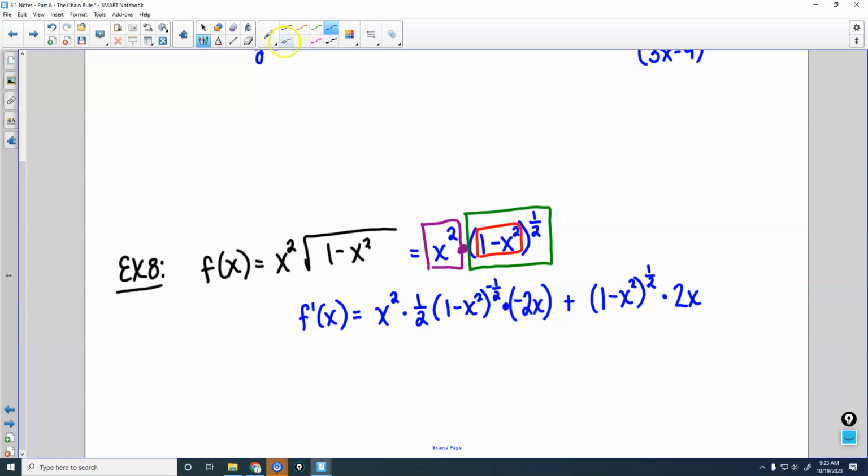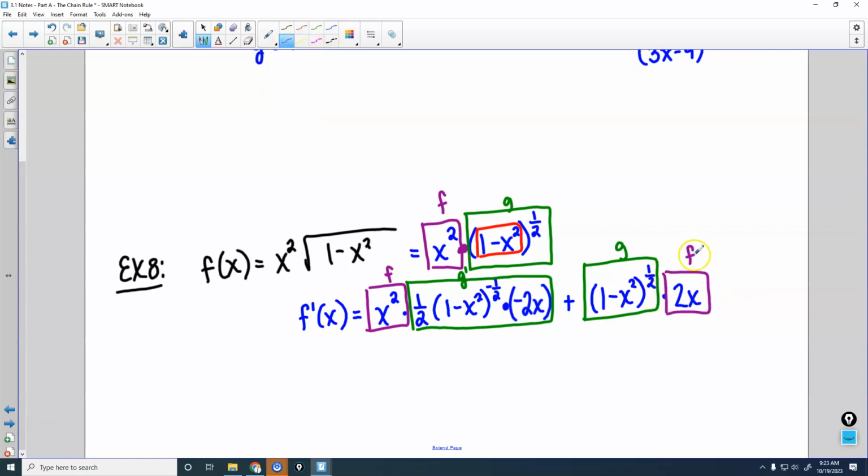Okay, so let me go back over what we had. We had f of x, right? This is our f. Probably shouldn't call it f because this is called f of x. But this was all of this stuff right here, that long, complicated stuff. That was our g prime. Right? And then I had my g times f prime.